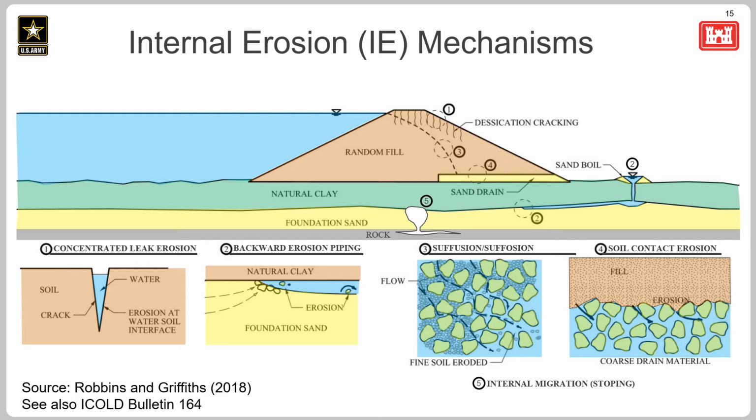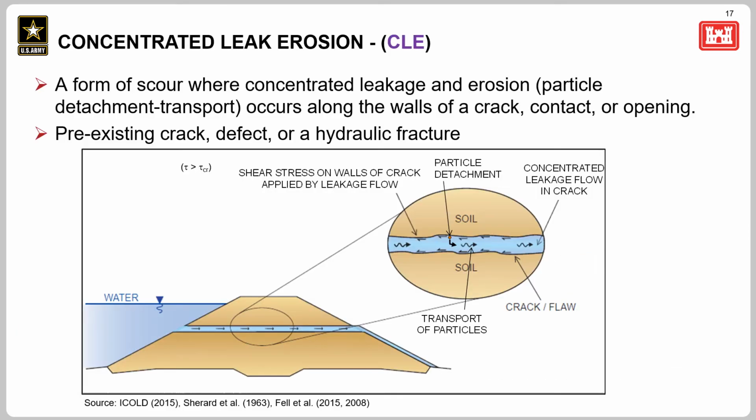The hydraulic gradient influences the likelihood of initiation and in some cases progression for each of these 5 internal erosion processes. For CLE, hydraulic gradient is used to estimate the shear stress for initiation. For BEP, it includes the vertical exit gradient for initiation and the horizontal gradient for progression. For suffusion, it includes the exit gradient for initiation. For SCE, the hydraulic gradient is used to estimate the Darcy velocity for initiation. And finally, for internal migration, a vertical down gradient is required.